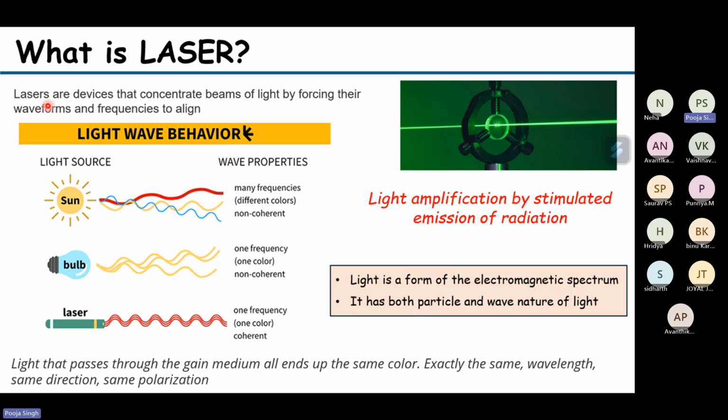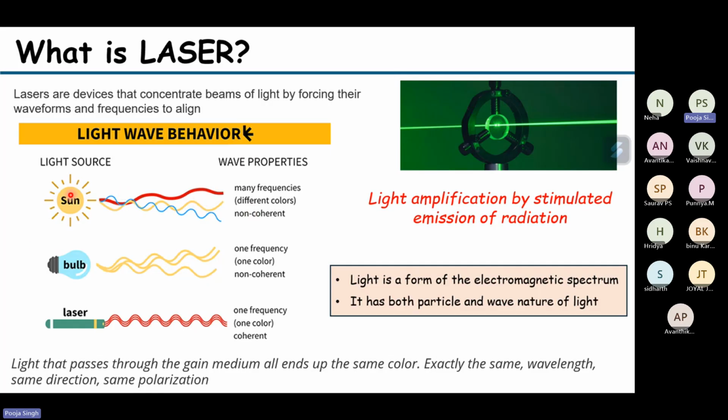So basically lasers are devices that concentrate beams of light. Any light consists of what? Electromagnetic spectrum. Suppose you have a sunlight source. You will have different wavelengths of light and different phases, different crests and troughs. So it will have different frequency ranges, and that's why you are able to see the seven colors when it passes through a prism.